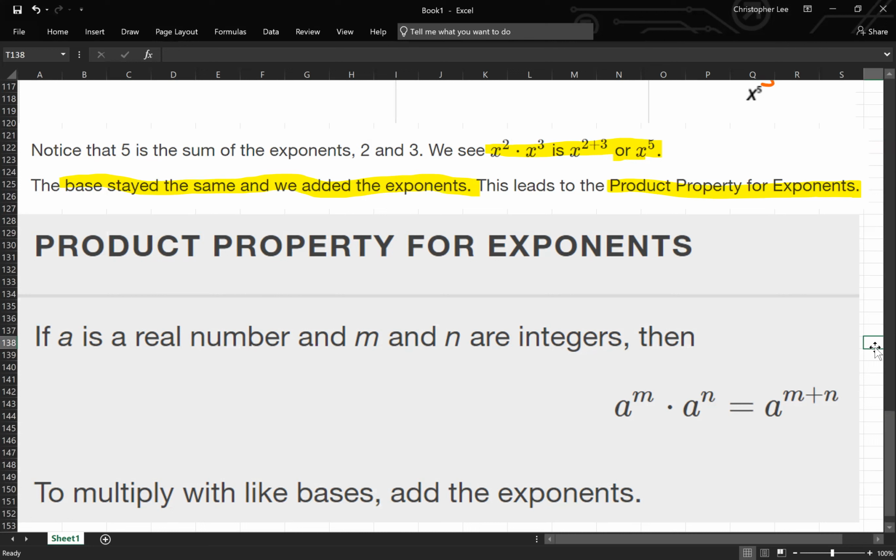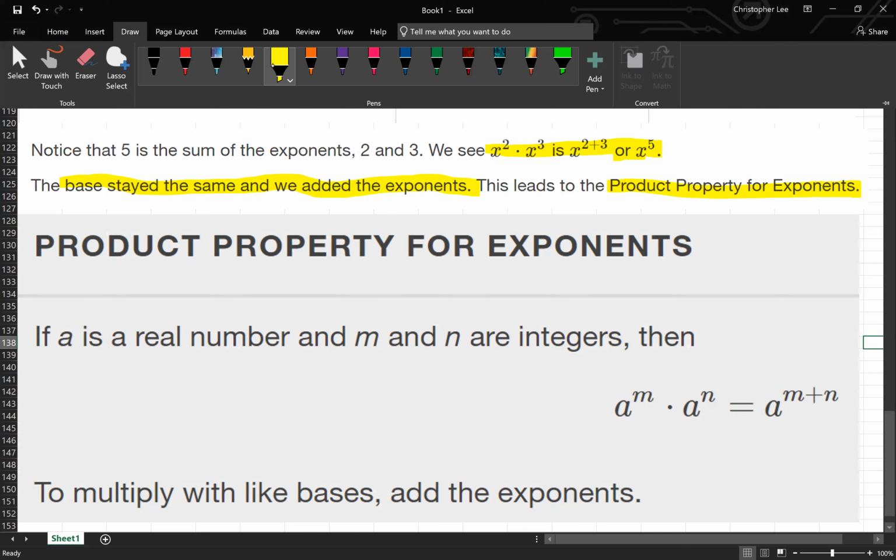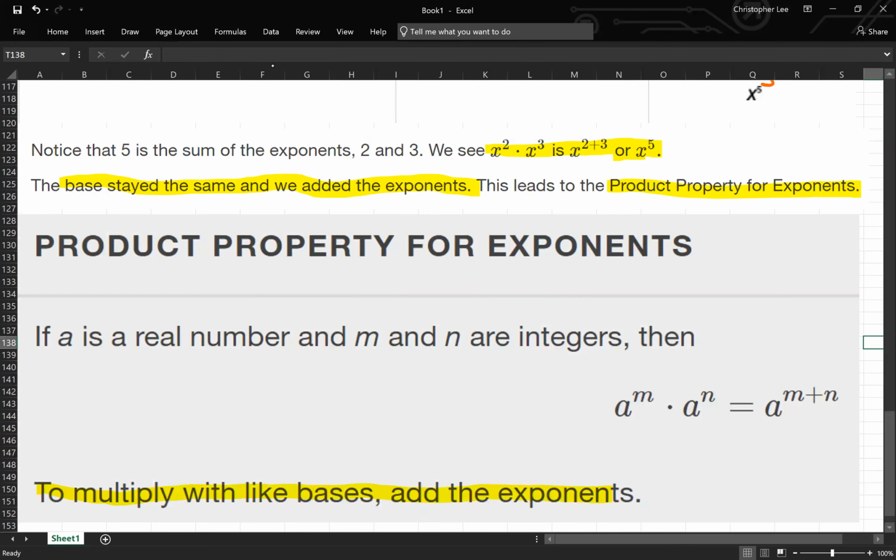So this is the product property for exponents. If A is a real number and M and N are integers, then A to the M times A to the N is equal to A to the M plus N power. So to multiply with like bases, you add the exponents. This is the sauce right here. This is also a nice way to remember it: if you don't want to remember the words, you can remember the formula. Your choice.